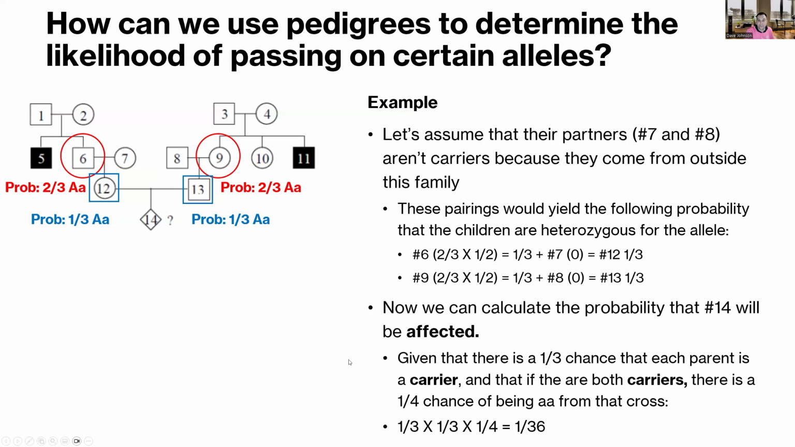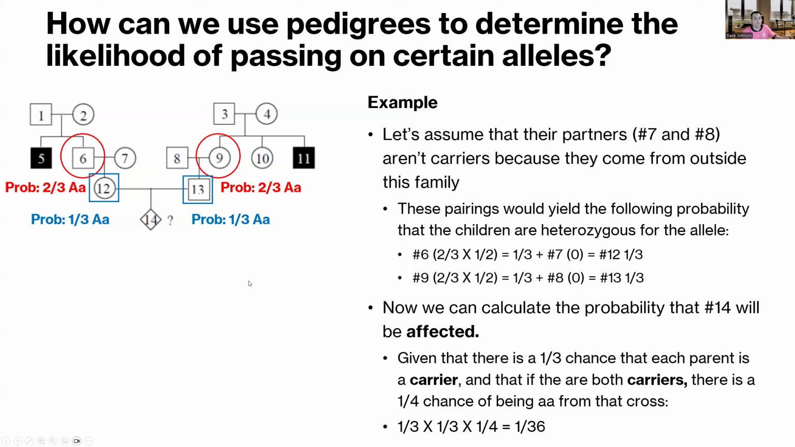So now the entire equation becomes the 1 in 3 chance that mom's a carrier times the 1 in 3 chance that dad's a carrier times the 1 in 4 chance that if they were both carriers, that 14 would inherit both of the disease-causing alleles. And 1/3 times 1/3 times 1/4 gives you a probability of 1/36. So with the information provided, these two know that they have about a 1 in 36 chance of passing this on to their child.